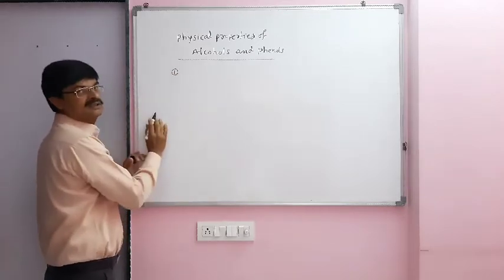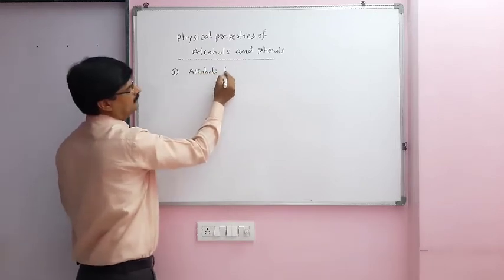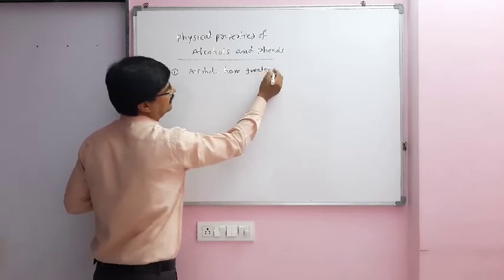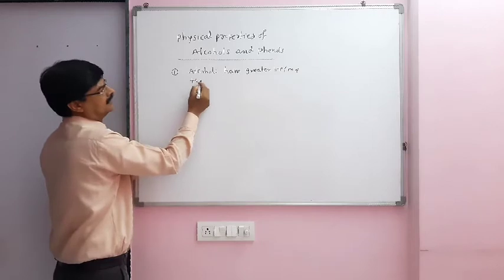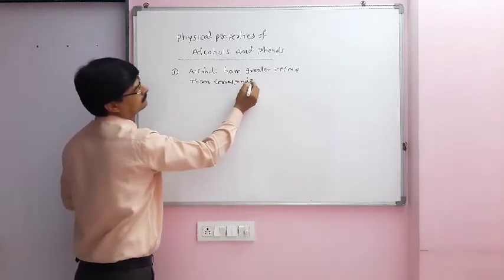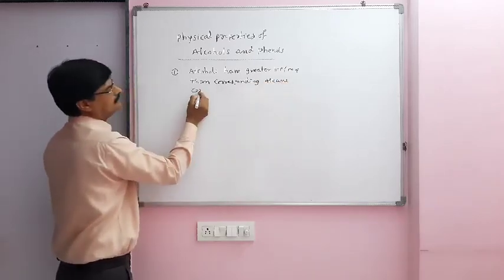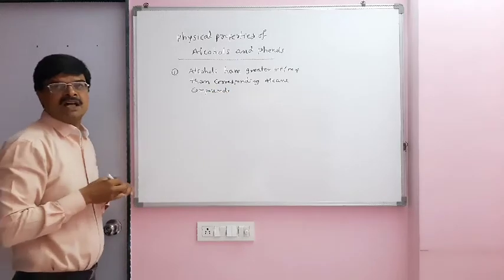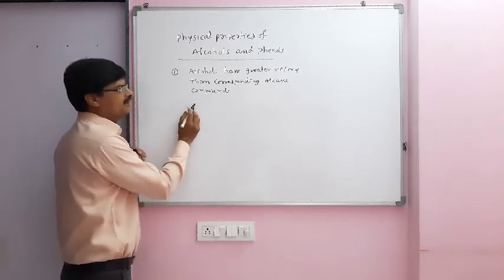First, we can consider alcohols. Alcohols have greater boiling point or melting point than corresponding alkane compounds, because in alcohols, intermolecular hydrogen bonding is possible.